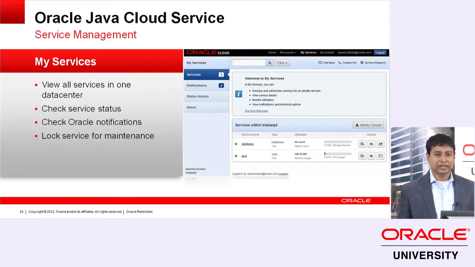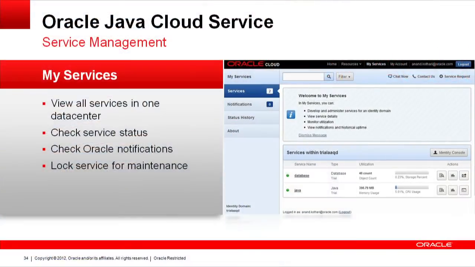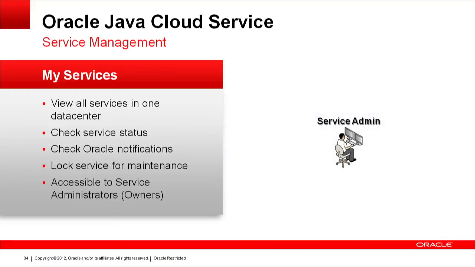I mean, you can suspend a service like a Java Cloud service, so that nobody can access that service while you're doing some maintenance. So that's what a service administrator would do. Also, Oracle would send notification to service administrators regarding downtimes, maintenance windows. If we are doing some maintenance, we'll let in advance the service administrators know through this portal and through different notification mechanism.